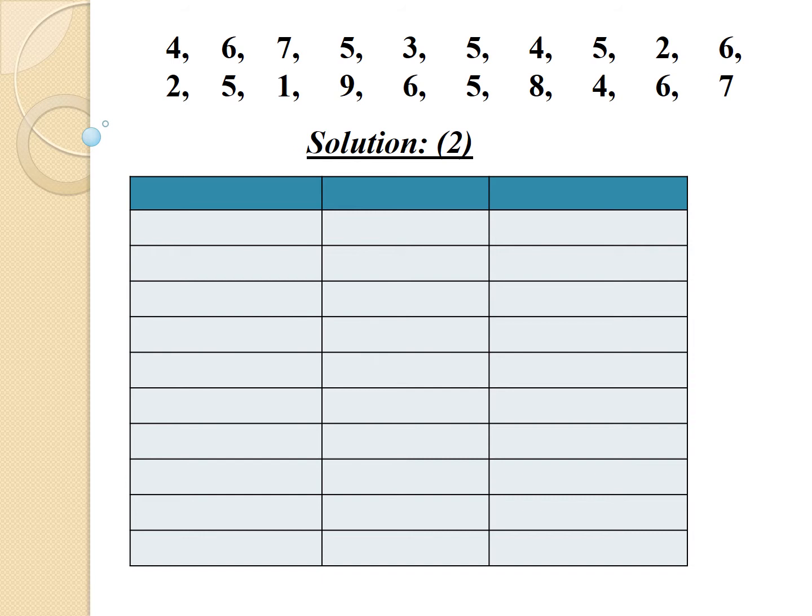Let us draw the table and write marks in the first column, tally marks in the second column, and frequency in the third column. Now, let us arrange the given marks in ascending order. Students, it is given 4. So, in front of 4, in the second column, we have to draw a tally mark. Then 6 is given. So, in front of 6, in the second column, we have to draw a tally mark.